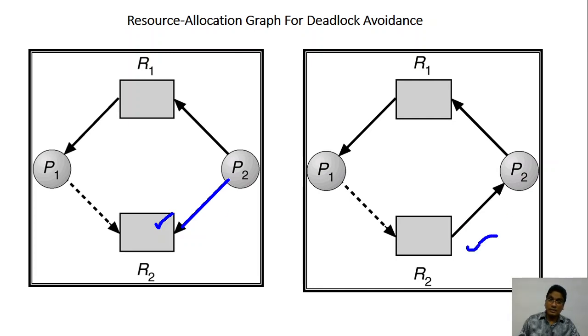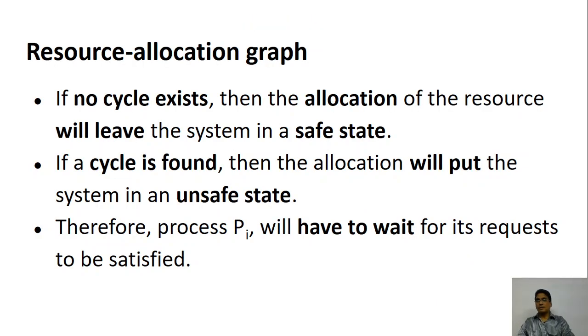Suppose you grant this one, what's going to happen? The edge will change. In the previous, P2 is making a request for R2. What is this one? P2 is allotted R2. So the resource has been allotted to P2, and P1 is still going to make a request. It has not made a request yet, it may make a request. So this is a claim edge. Hope you get that one.